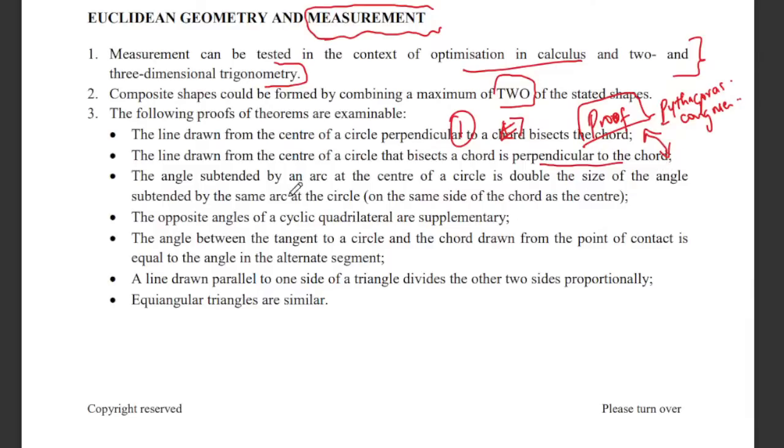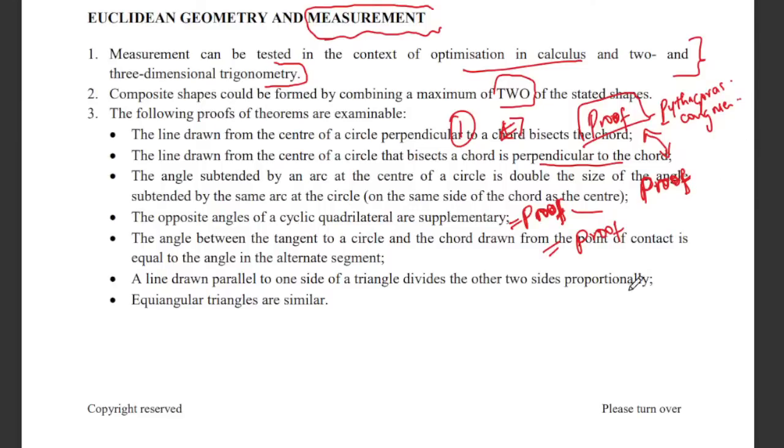Then the angle subtended by an arc at the center of the circle is double. Angle at the center is twice angle at the circumference. We also need the proof of this one. It's very much loved. That proof, we need it. And then the opposite angles of a cyclic quadrilateral being supplementary, this proof. And then the last proof is the angle between the tangent and the chord, which we call the tan chord theorem. Just note those 4 proofs, okay? Just for the first part of Euclidean.